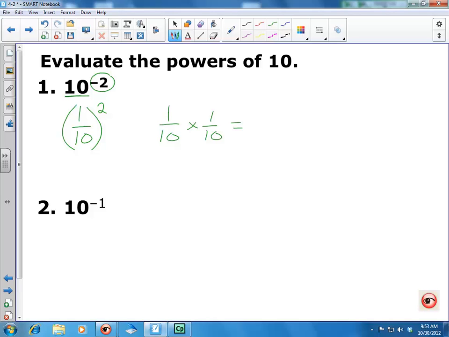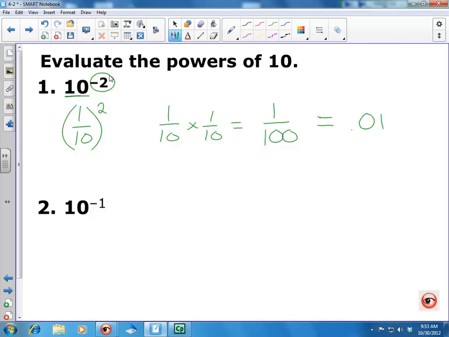Now, when we solve that, what's 1 times 1? Well, it's 1. And 10 times 10 is 100. So we end up with 1 over 100, or you could also write this as 0.01. Same thing. That's our answer for that. That's all there is to it. Pretty simple.